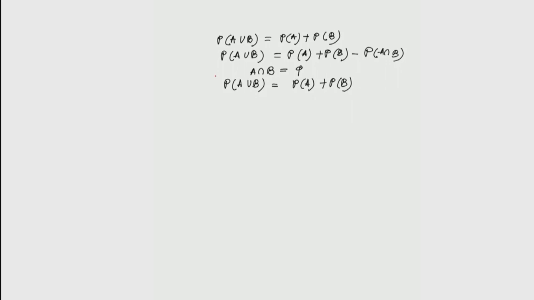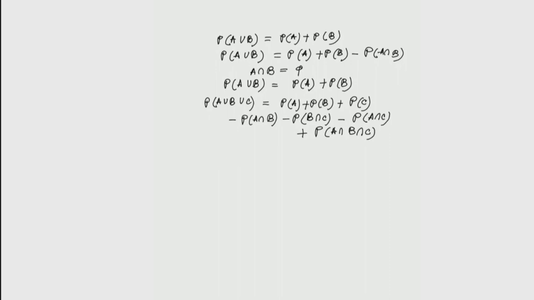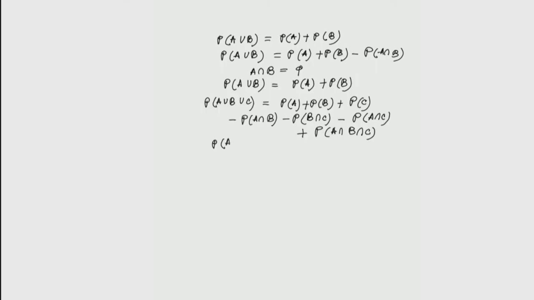In this way, if there are three mutually exclusive events A, B, C, then from the inclusion-exclusion principle we know that probability of A union B union C is probability of A plus probability of B plus probability of C minus probability of A intersection B minus probability of B intersection C minus probability of A intersection C plus probability of A intersection B intersection C. So, since A, B, C are mutually exclusive events, all these intersection probabilities will be equal to 0, and that is why we will get probability of A union B union C equal to probability of A plus probability of B plus probability of C.